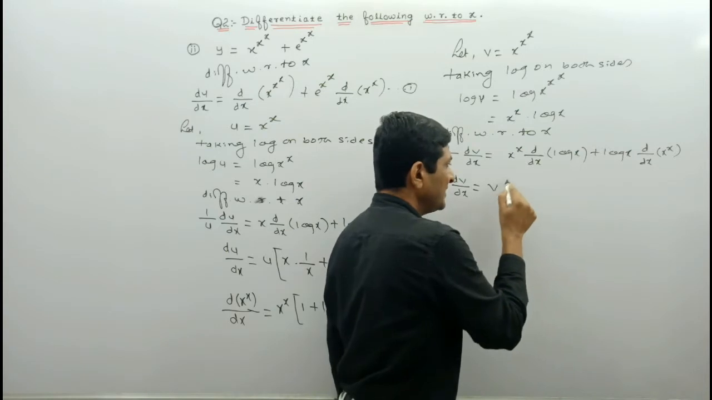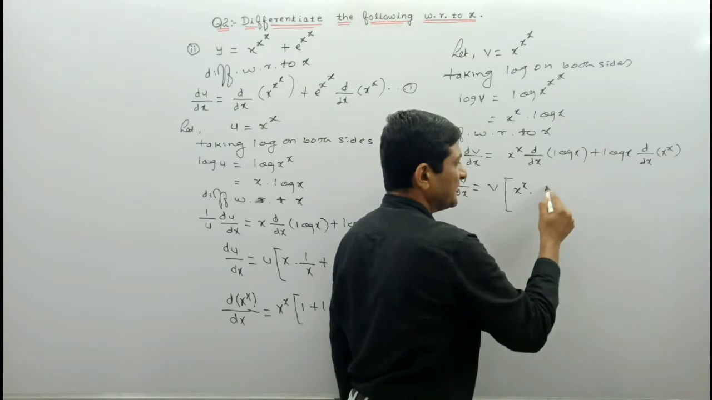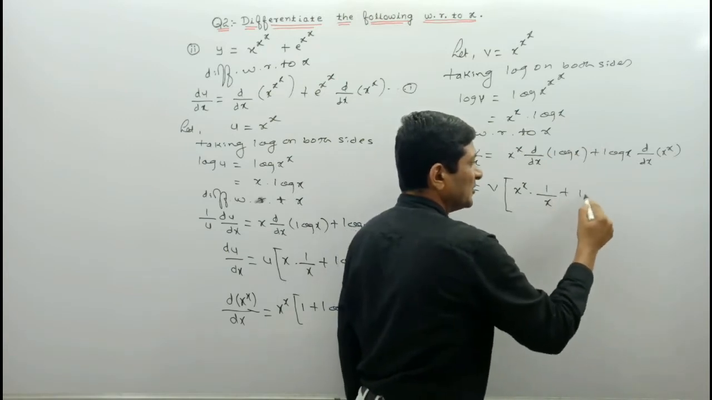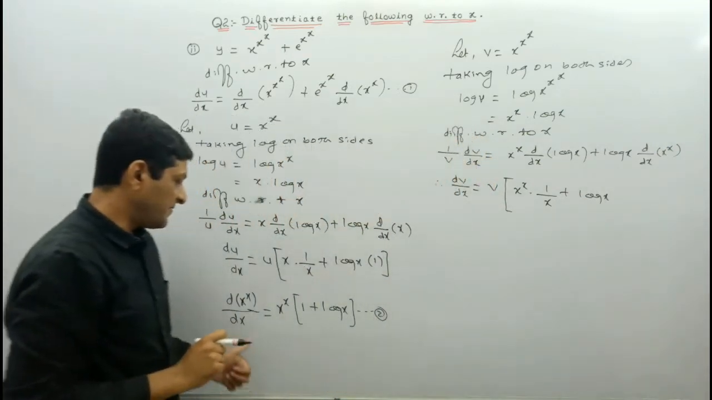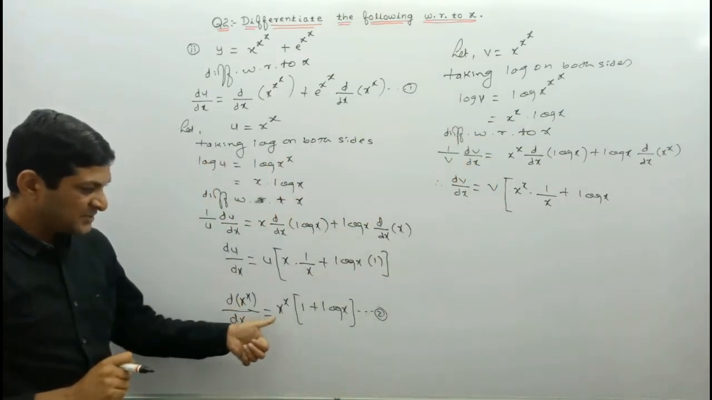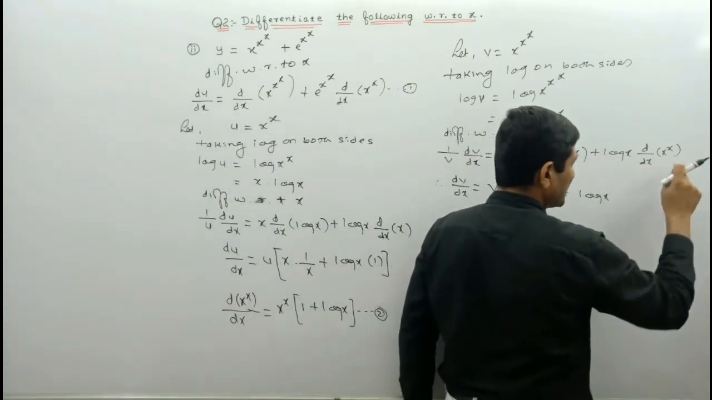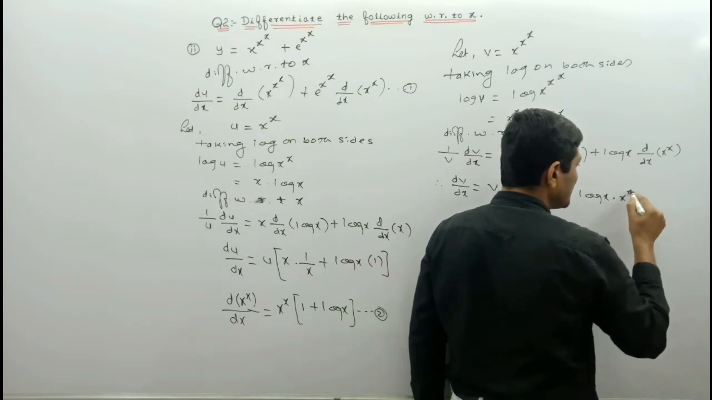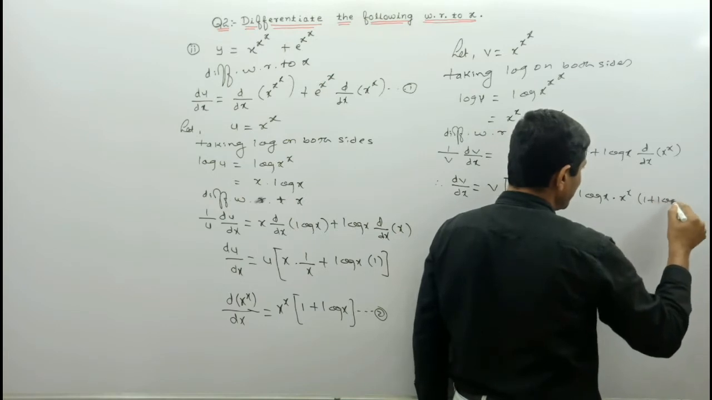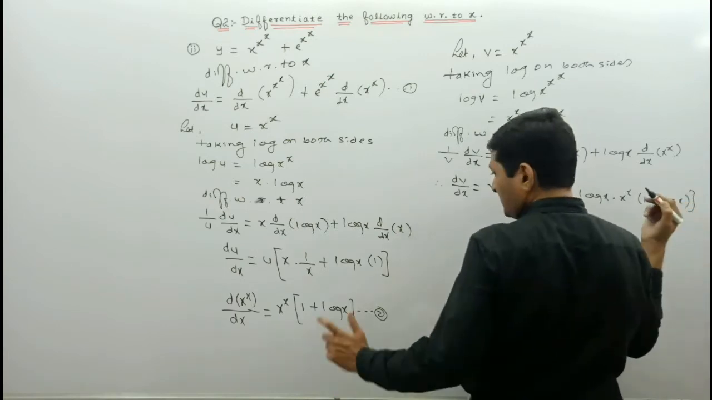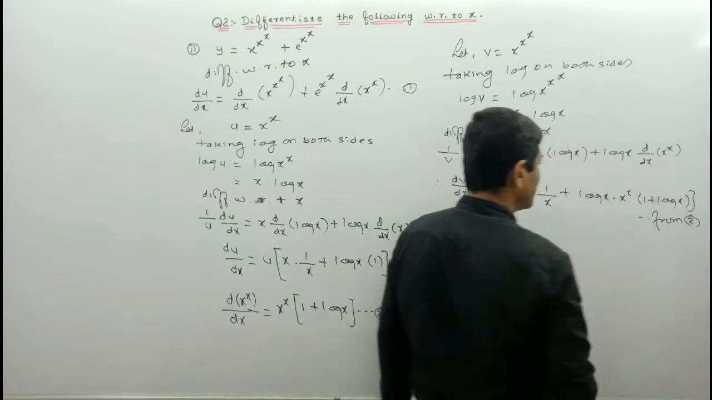So here write down v into x raised to power x as it is. What is derivative of log x? Derivative of log x is 1 by x, plus log x as it is. Now derivative of x raised to power x. Just now we have got the derivative of x raised to power x. What is derivative of x raised to power x? x raised to power x into 1 plus log x. So I am replacing derivative of x raised to power x by its value, x raised to power x into 1 plus log x. This value we are substituting from which equation? From equation number 2. So here give the reason that this value we are substituting from equation number 2.